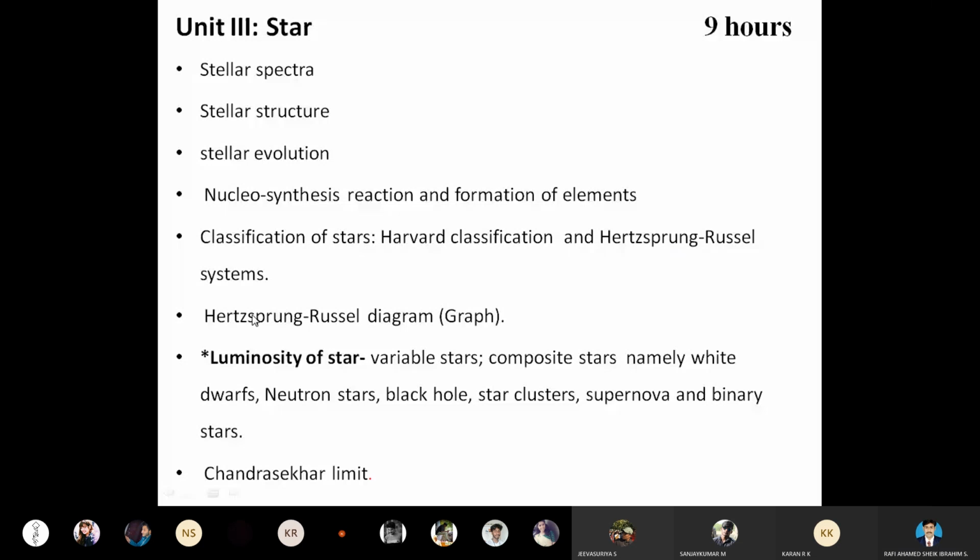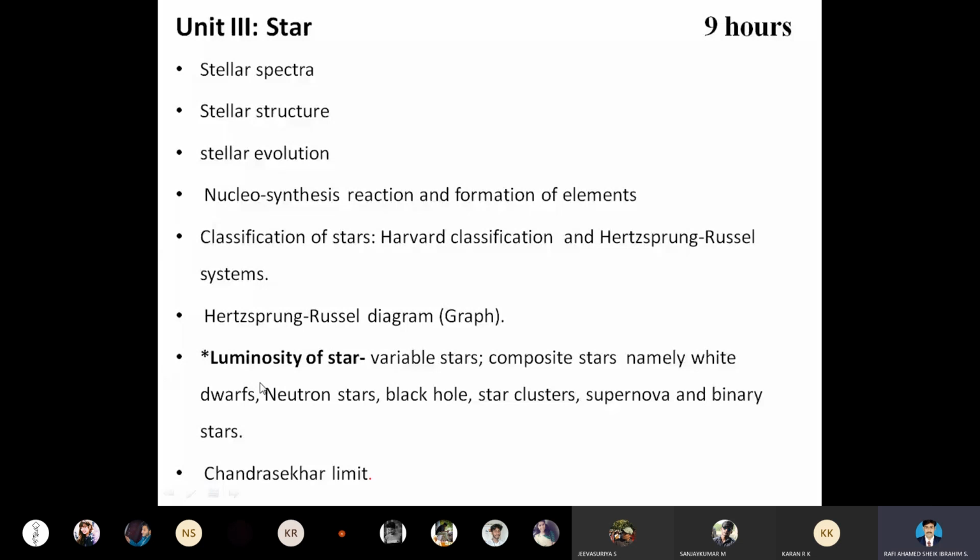Then the spectral lines which are emitted from the source of the sun, we are going to study here in the form of the HR diagram. In short form, we call it the HR diagram. HR is nothing but the Hertzsprung-Russell diagram.